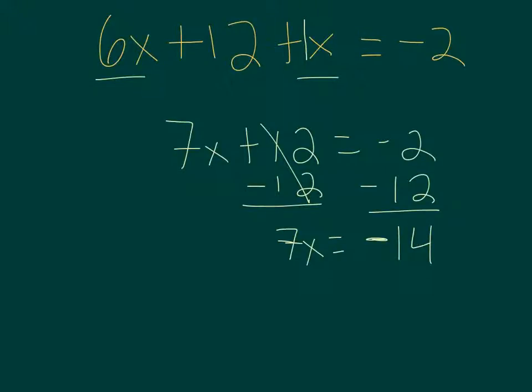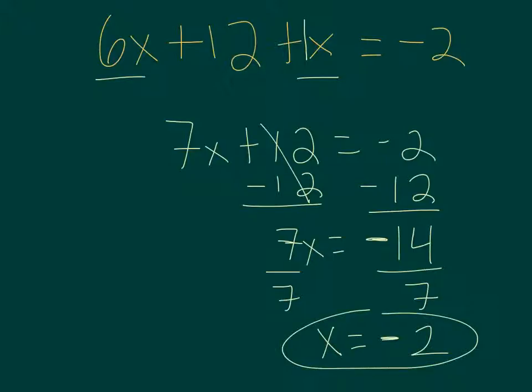Next thing I need to do to each side is divide by 7. Negative 14 divided by positive 7, and negative divided by a positive is a negative 2. This step here is also an important one, to see if it's a negative divided by a positive or a negative divided by a negative. A lot of people forget that negative sign, and then your answer is completely wrong.